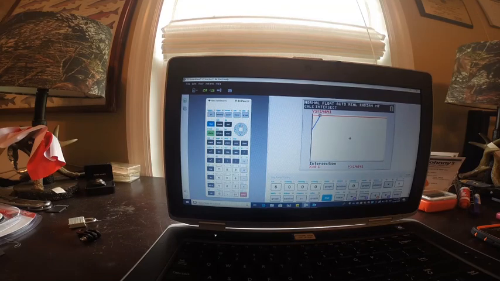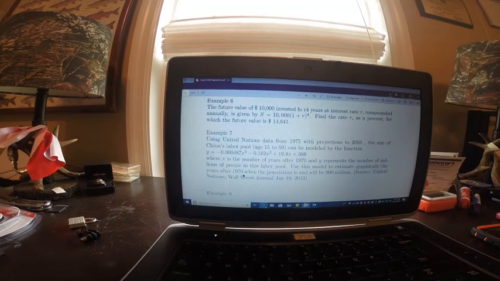Okay, they intersect at x equals 0.1. Okay, so 10%. So if you wanted to answer this, find the rate r as a percent for the future value of that, it would just be 10%. Okay, because it wants it as a percent. That'll be the answer to part 6.